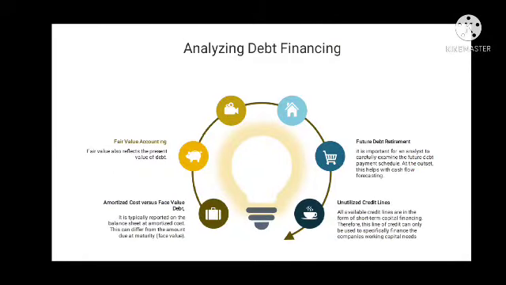Let's move to analyzing debt financing. There are 4 points here. First, amortized cost versus face value. Debt is typically reported on the balance sheet at amortized cost. This can differ from the amount due at maturity, or face value. Next, about fair value. It also reflects the present value of debt.